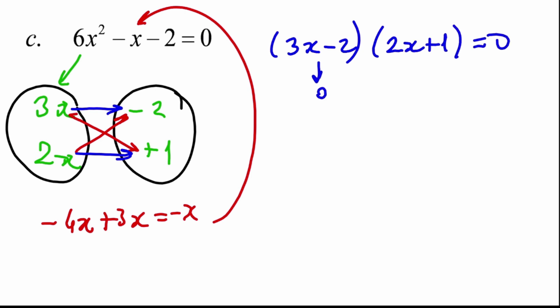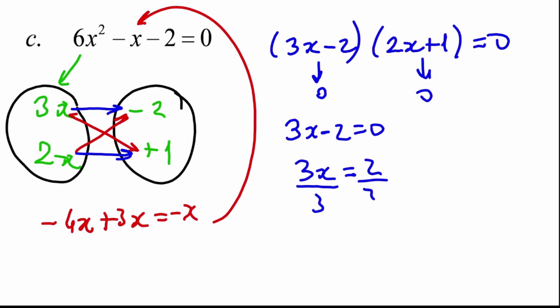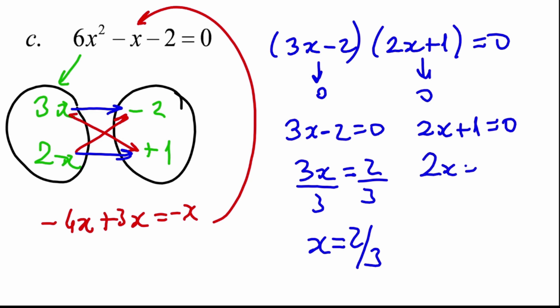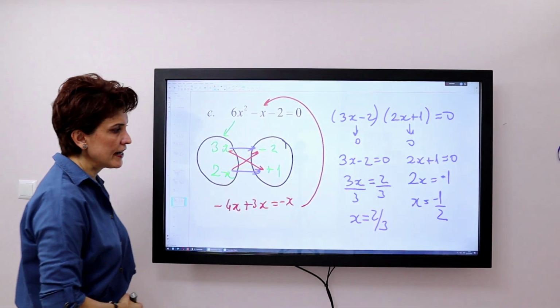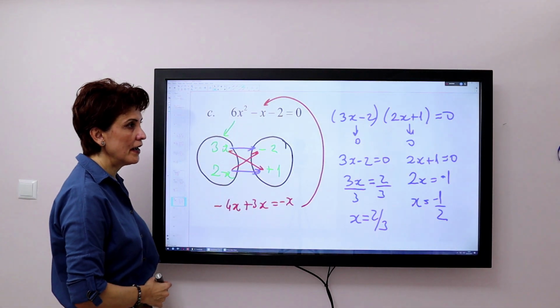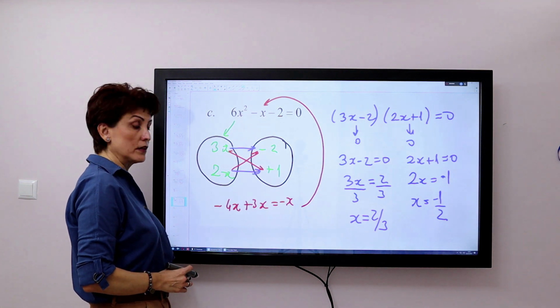The first one could be 0, the second one could be 0. 3x -2 is 0. Move the negative to the other side. 3x is 2. If we divide both sides by 3, x is 2/3. Agree? Here, 2x plus 1 is 0. Move 1 to the right-hand side, it becomes -1. If we divide both sides by 2, x is -1/2. Agree?